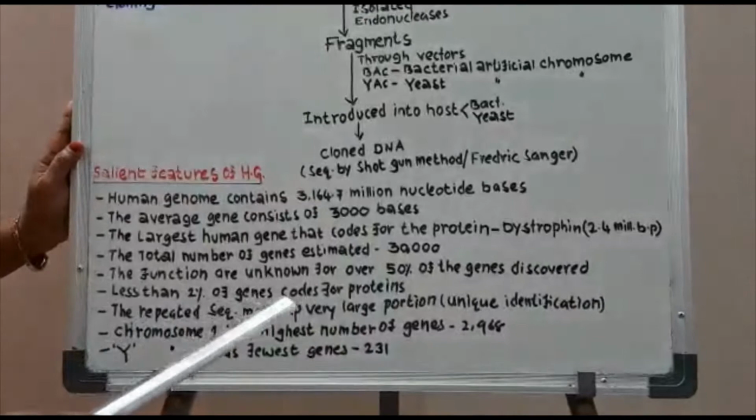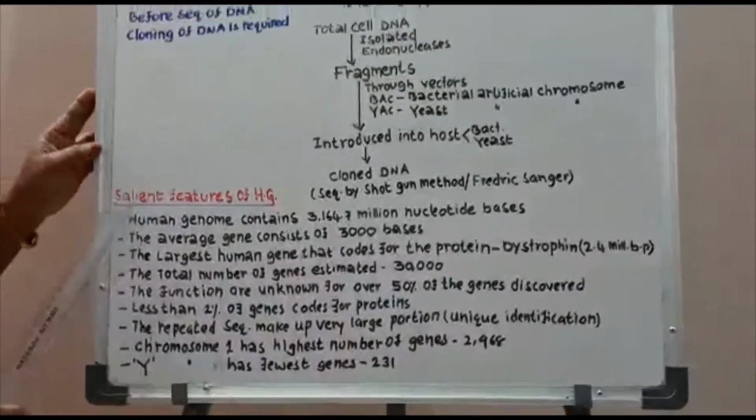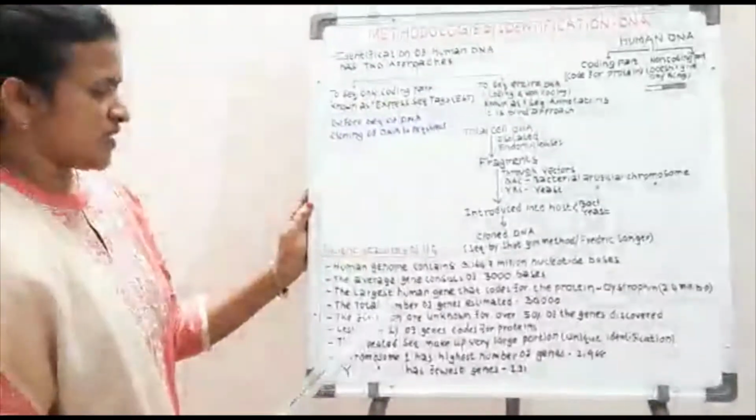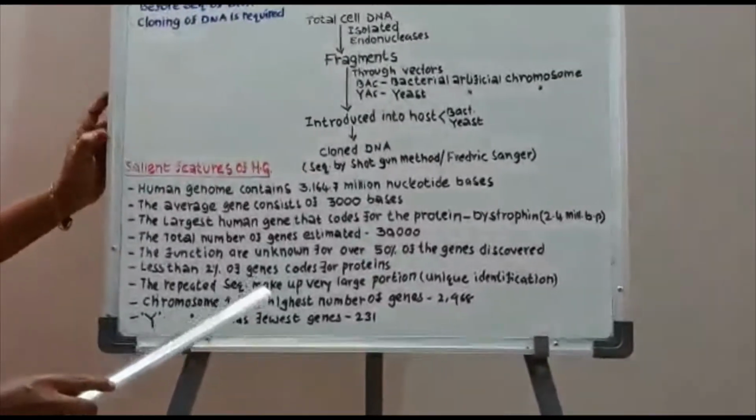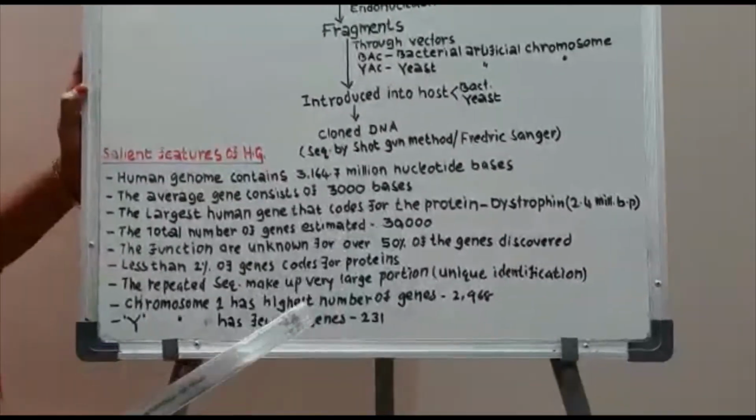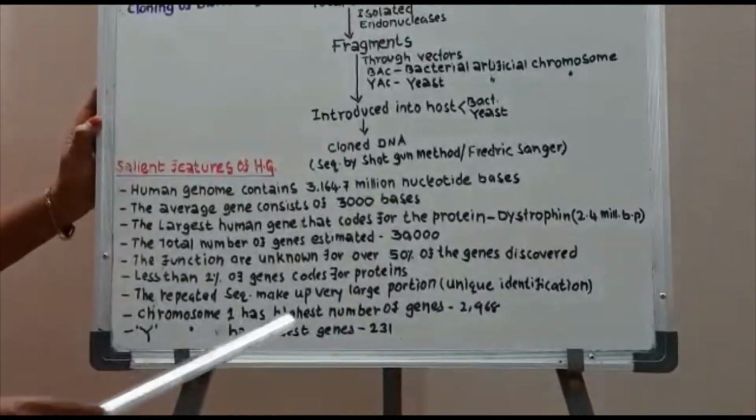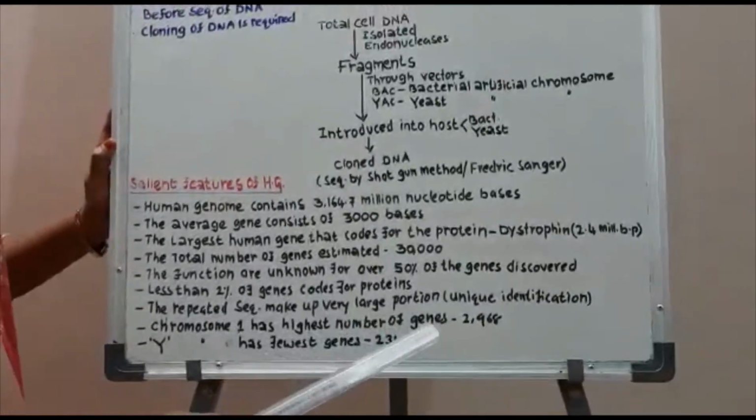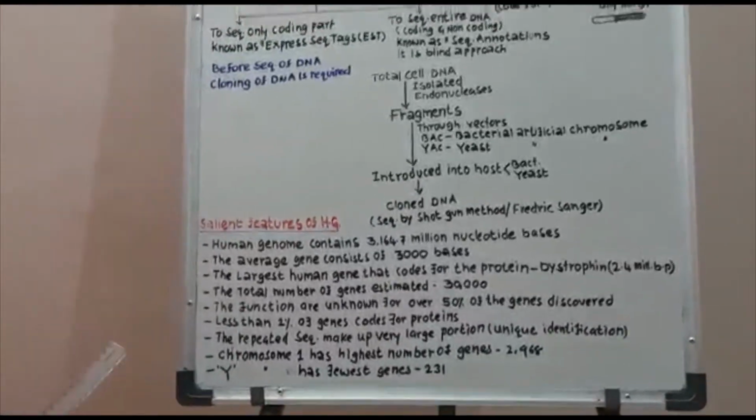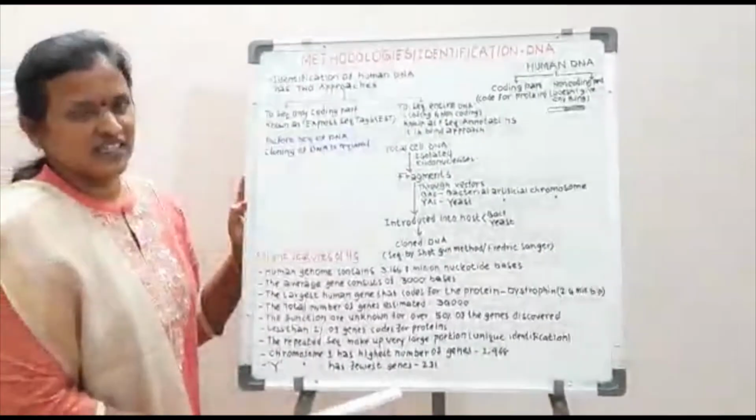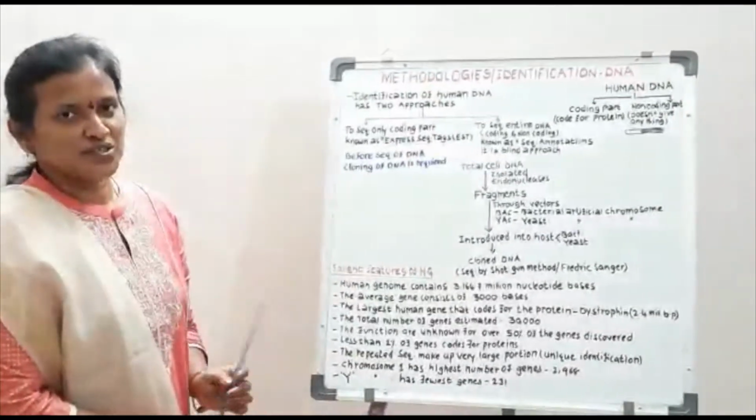Less than 2% of the genes code for protein. So in our body, there are 23 chromosomes, where only 2% of the genome codes for protein. Next, the repeated sequences make up a very large portion, which is used for unique identification. Then chromosome 1 has the highest number of genes, that is 2968. And the Y chromosome has very few genes, that is 231. So these are the salient features of the Human Genome Project.